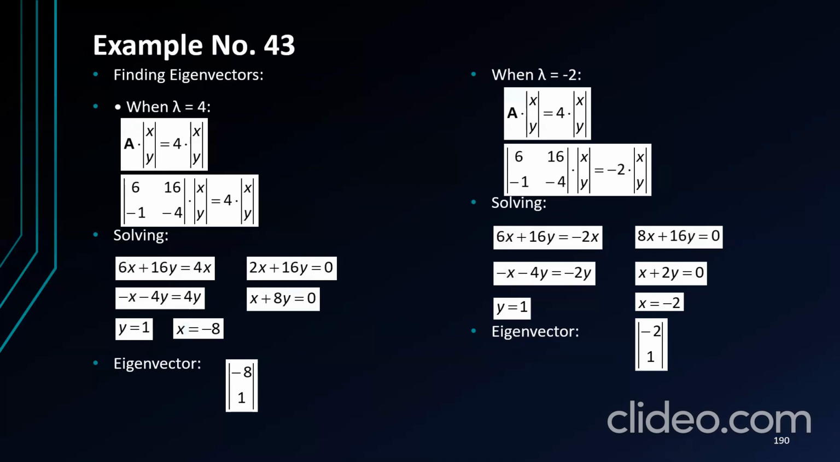That is the vector. When lambda is negative 2, A times xy is equal to negative 2 times xy. So it becomes 6, 16, negative 1, negative 4 times xy is equal to negative 2 times x over y. Solving: 6x plus 16y is equal to negative 2x, so 8x plus 16y is 0. Negative x minus 4y is negative 2y, then x plus 2y is equal to 0. So y is 1 and x is negative 2. So your eigenvector is negative 2 and 1.